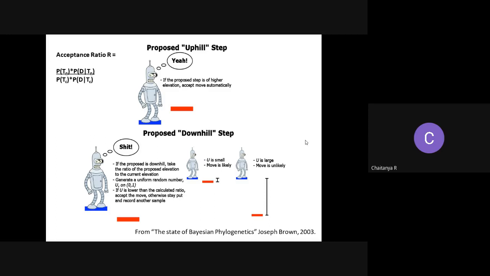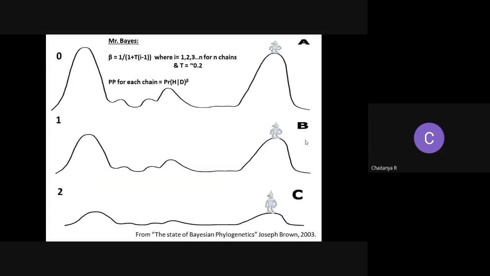I hope this part is clear about how a small downhill step is made, whereas a large downhill step is rejected. Chaitanya, could you also elaborate on why these small downhill steps are needed? Why not just use the acceptance ratio and keep going up? Yeah, in the upcoming slide. In the upcoming slide, it'll all become very clear about why we need small downhill steps. Okay, cool. Now look at this slide.